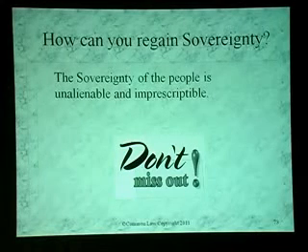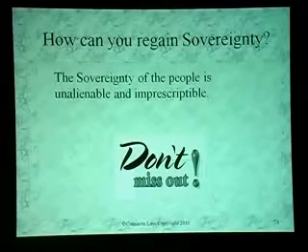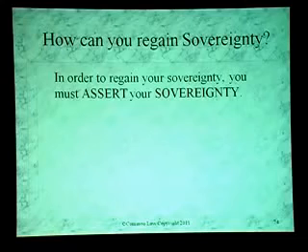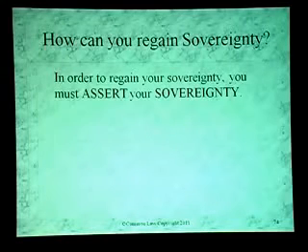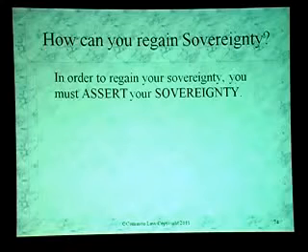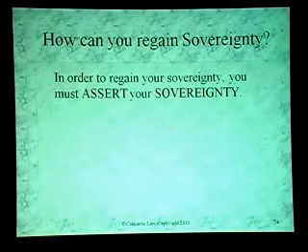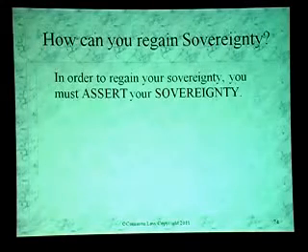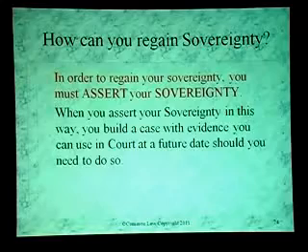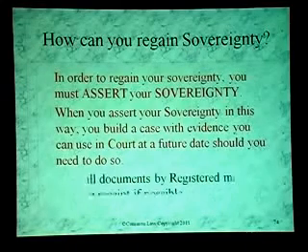The sovereignty of the people is unalienable and imprescriptible. That means it cannot be alienated. In order to regain your sovereignty, you must assert it. You have to correct the record. You have become involved in laws that don't apply to you, and the courts view it to be a contract. All you got to do is bring it up, and you just watch them scatter. When you assert your sovereignty in this way, you build a case with evidence that you can use in court at a future date should you need to do so.